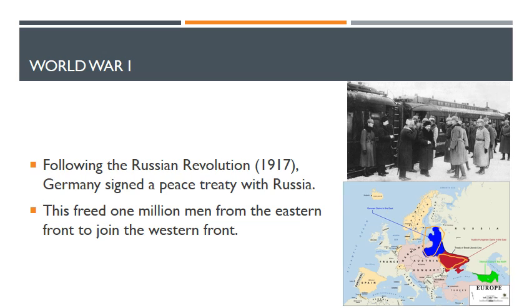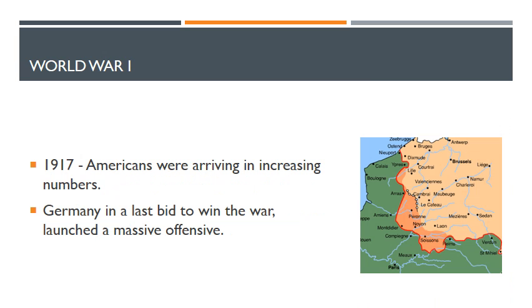It also allowed Germany to take the 1 million men that had been fighting on the Eastern Front and bring them here on the Western Front to try to change their fortunes and break the stalemate of the trench warfare. By 1917, the Americans had joined the war and were arriving in increasing numbers, and Germany, in a last bid to win the war, took those extra million men and started a major campaign, and they were able to push in significantly.